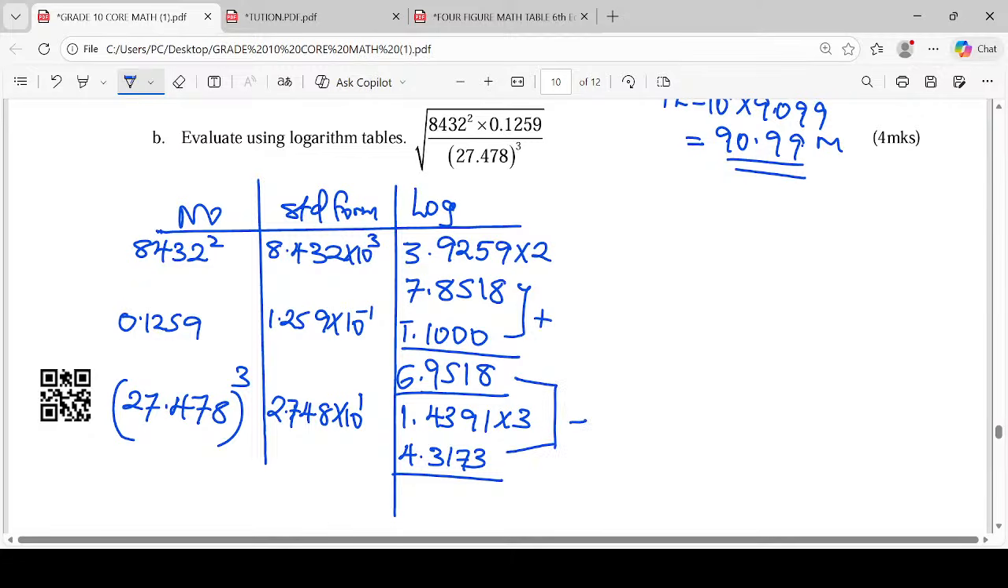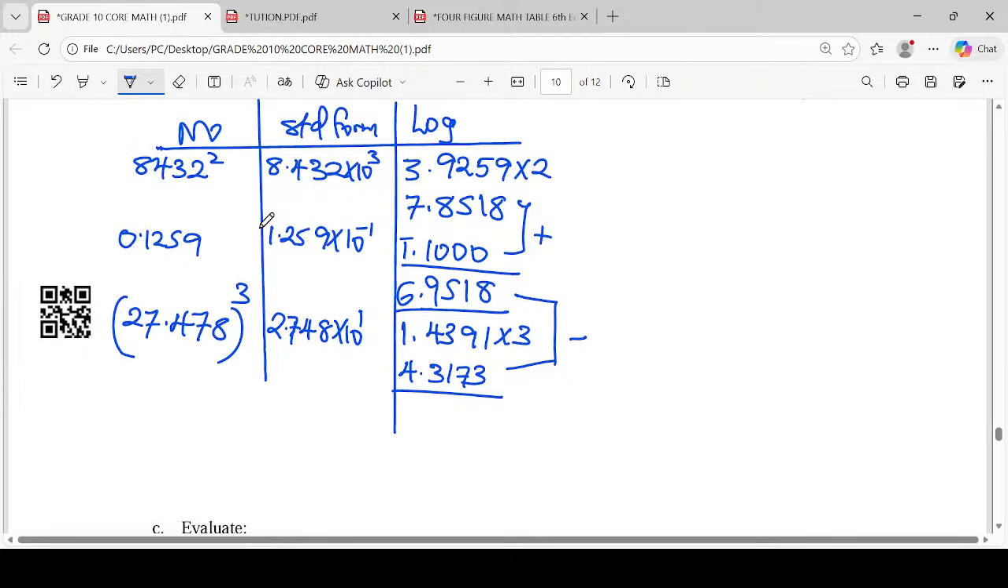Be very keen with how this work is ongoing. So 8 minus 3, that's 5. 1 minus 7 is impossible. You borrow 1 from 5 to make it 11. 11 minus 7, you get 4. 4 minus 1, you get 3. 9 minus 3, you get 6. 6 minus 4, you get 2.